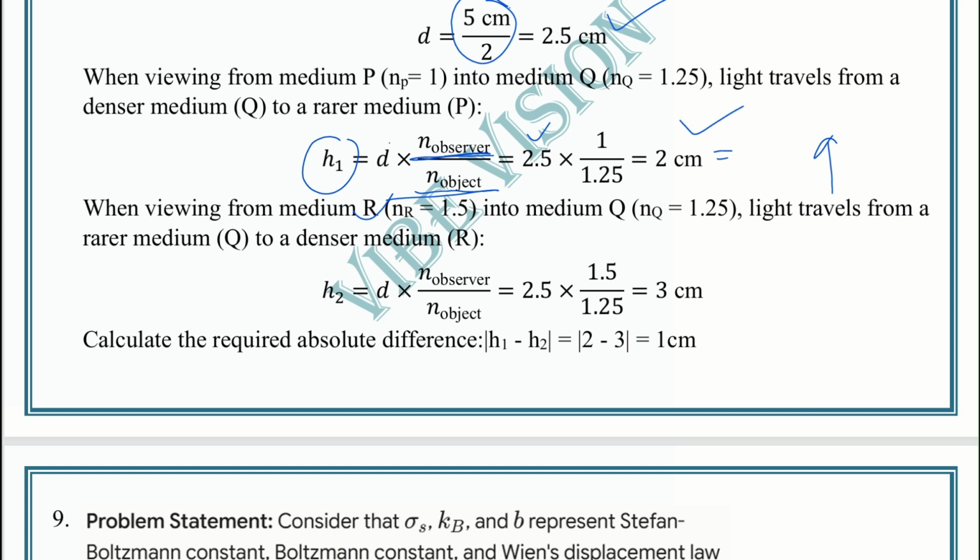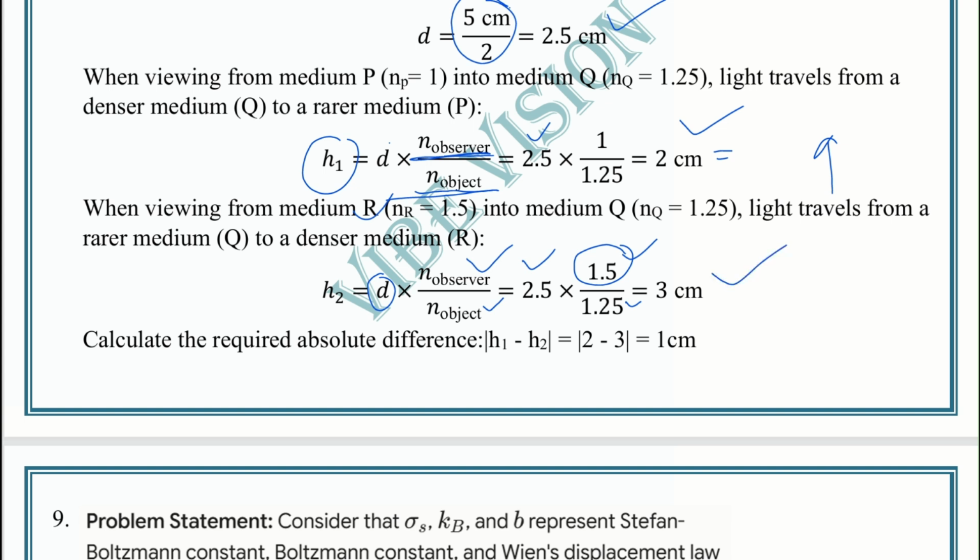So here H2 is equal to the actual depth D into the refractive index of the medium in which the observer is placed, by the refractive index of the medium in which the object is placed, observer by object. So 2.5 is the actual depth into 1.5 by 1.25, and if you calculate this, it is 3 centimeter.